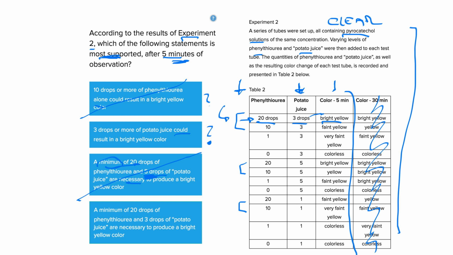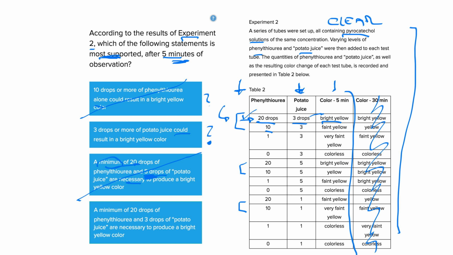So it looks like answer choice B is the answer so far. Let's check this one out. A minimum of 20 drops of phenylthiourea and 3 drops of potato juice are necessary to produce a bright yellow color. Oh, well, there we go. So that satisfies this result. Let's see if anything else belies that. So we've got 10s here.